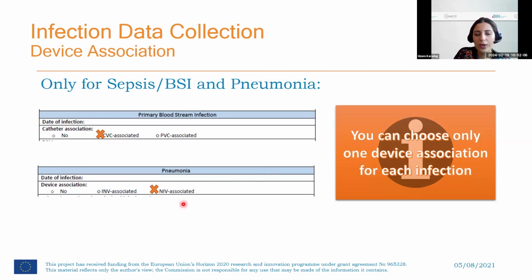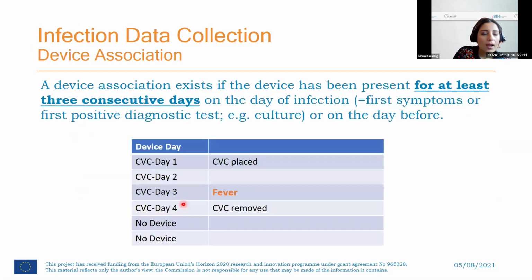So the next question is, when do I know if the infection was device associated or not? Basically, a device association exists if the device has been present for at least 3 consecutive days on the day of infection or on the day before. The day of infection, globally in our surveillance system, always means the day of first symptoms or the day of first positive diagnostic test. Whichever occurs first determines the day of infection.